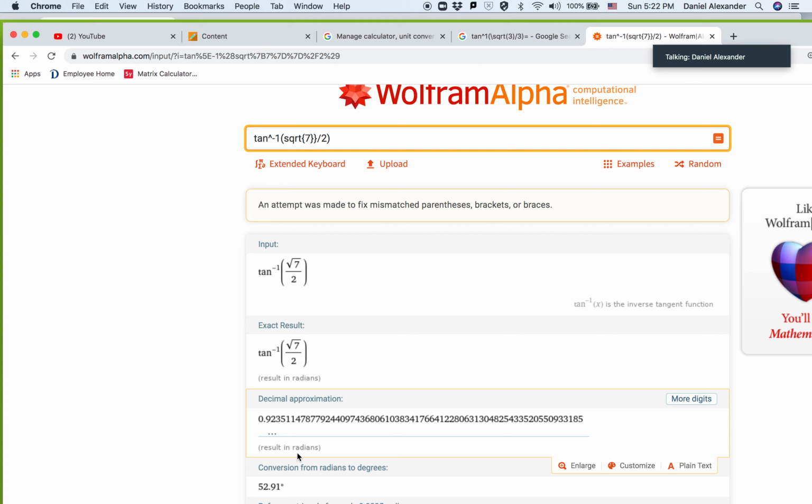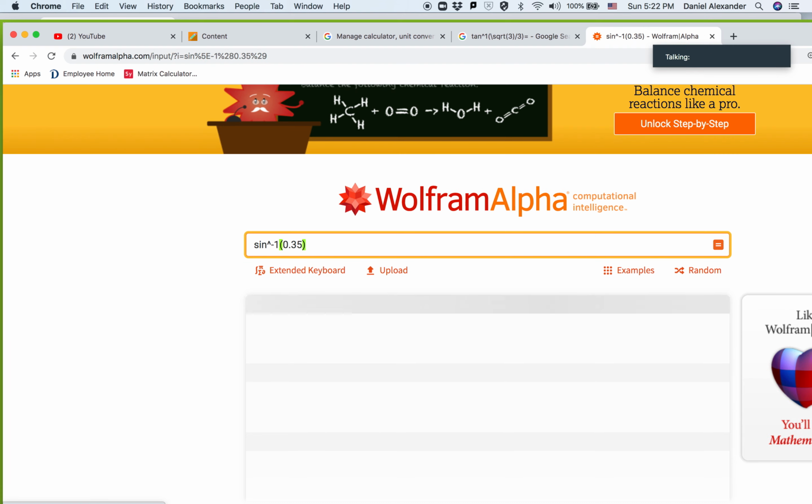the three decimal places. That's going to be 0.923535, which rounds to 4. Okay, so 2b is going to be the sine inverse of 0.35. Now remember, the way I get the inverse was the caret sign, so I could do this. Sine inverse of 0.35. Let's see what it gives me.